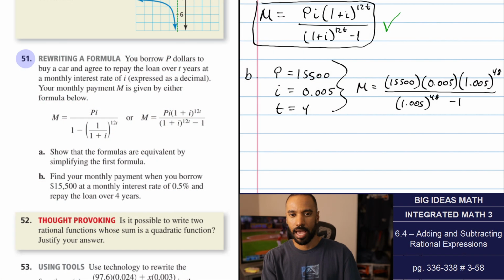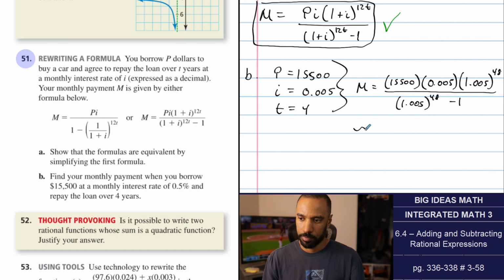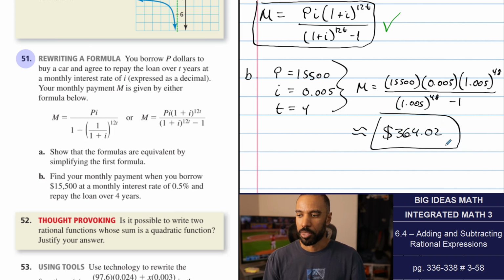Then I'm getting this number. I've got to figure out what the units are here. What is this? Find your monthly payment. So this is how much we pay monthly. So this is dollars, and I'm going to do cents. $364.02 as a monthly payment. That's not 364. $364.02. Okay. Per month. All right.